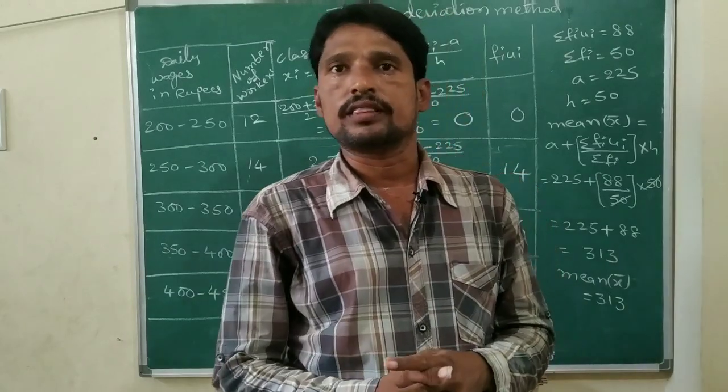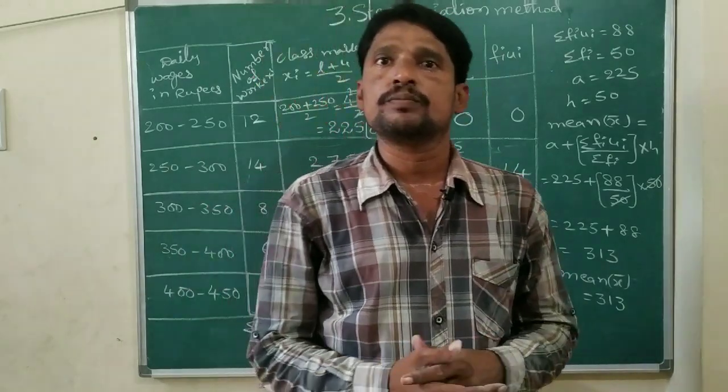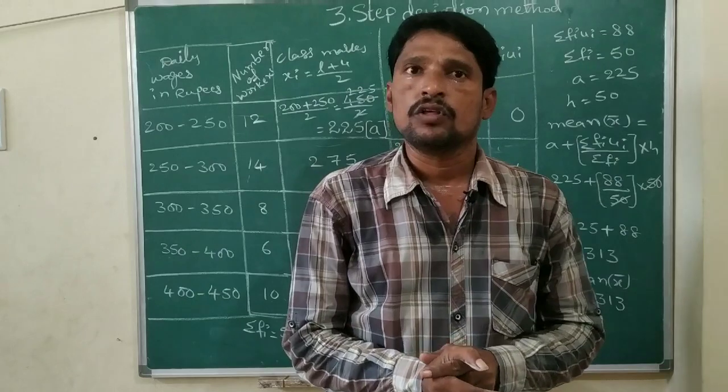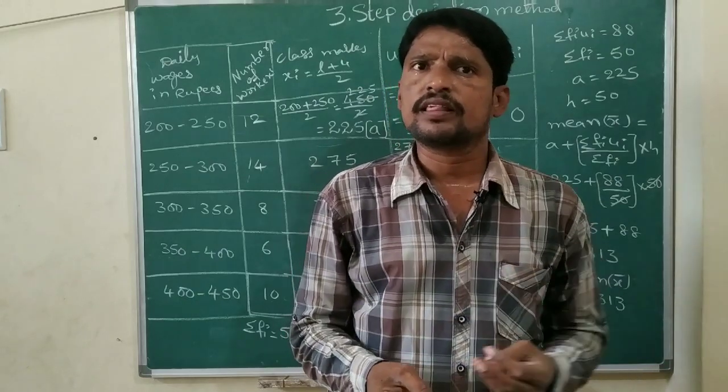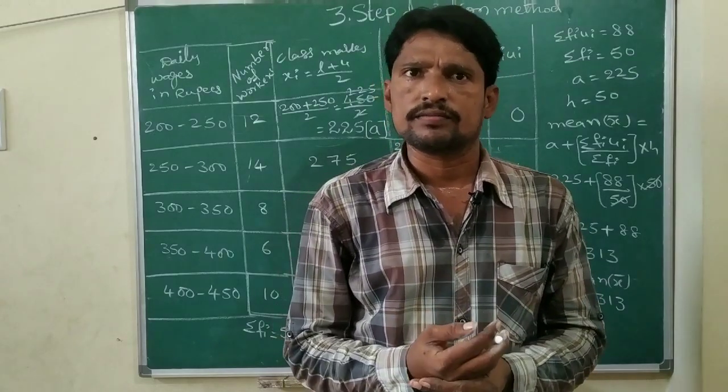The assumed mean method also gave us 313. The step deviation method also gave us 313. So whichever of these three methods we follow, we get the same answer.